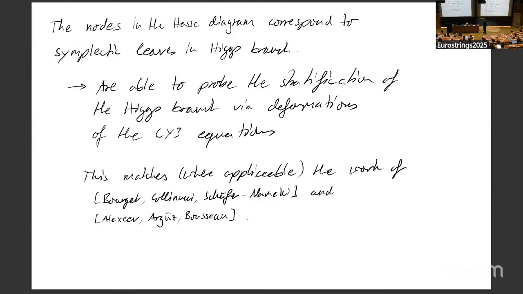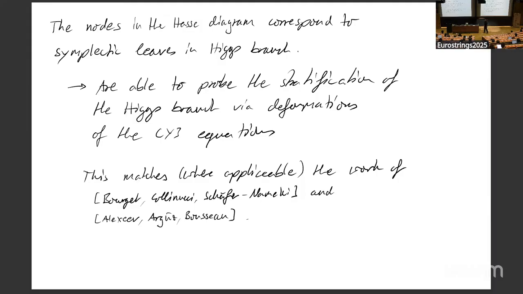Okay, so the nodes in the Hasse diagram correspond to symplectic leaves in the Higgs branch. Now, if you don't know this language, that's fine, but the Higgs branch is some hyperkähler variety, and it's stratified by using the symplectic form. And the stratification matches exactly the partial Higgsing of the quantum field theory. This is quite remarkable, but also if you think about what a moduli space is, it's kind of obvious. So this is just a fact.